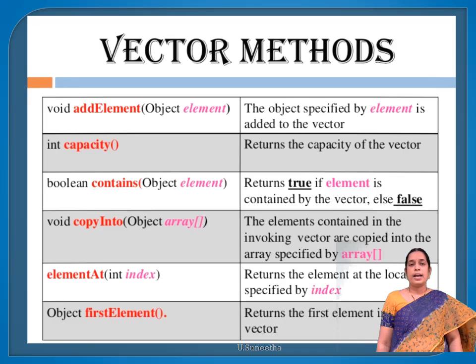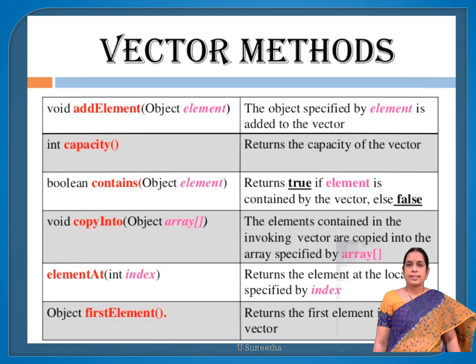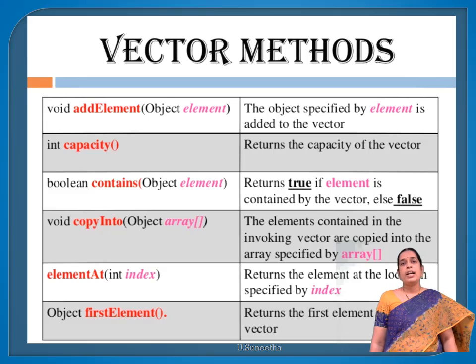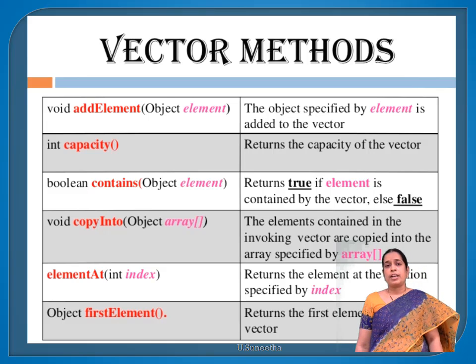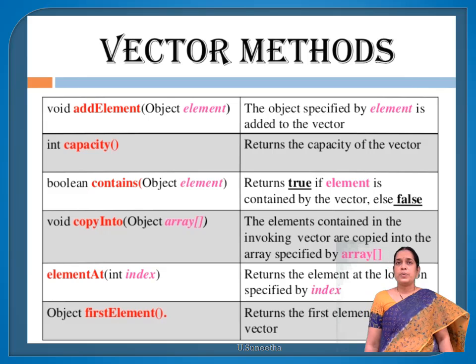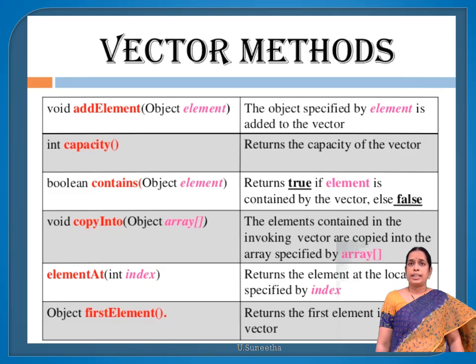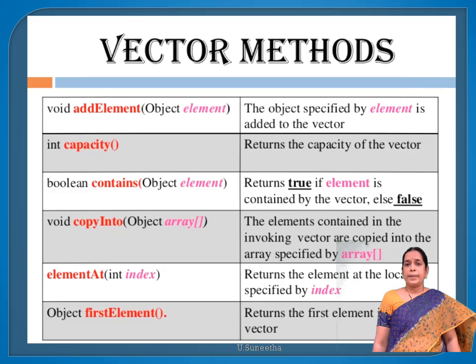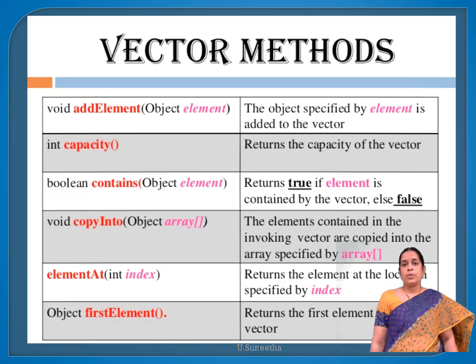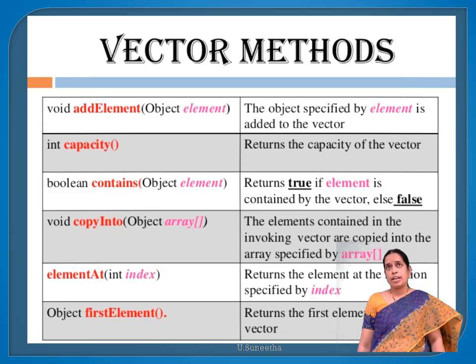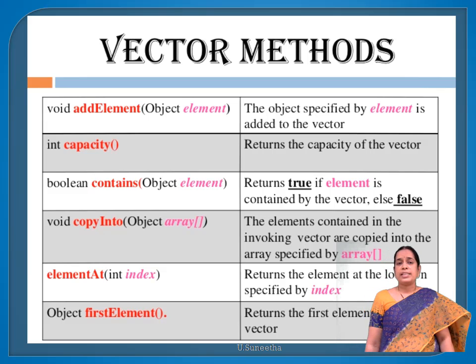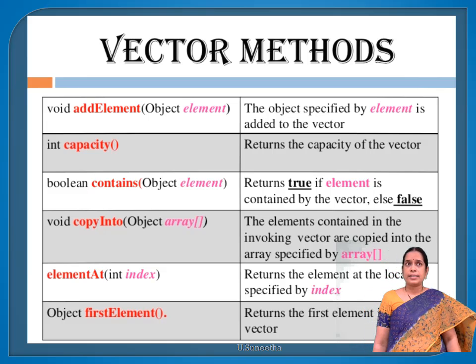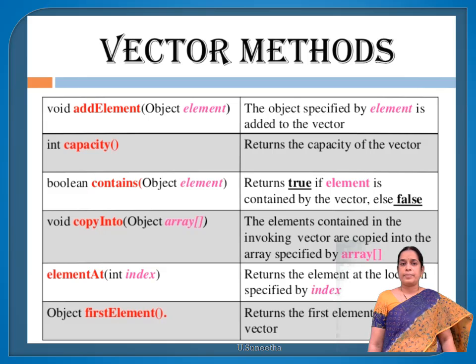Present in the vector is addElement. By using this addElement method, we can add elements into the vector. The second one is capacity. This method returns the capacity of the vector. The third one is contains. By using this method, we can check whether the element is present in the vector or not. The fourth one is copyInto. By using this, we can copy the elements of the vector into an array. The next one is elementAt. If we give the index, it retrieves a particular element from the vector.